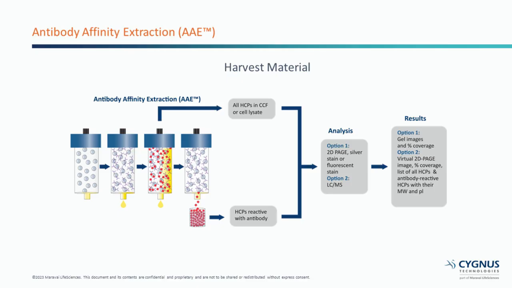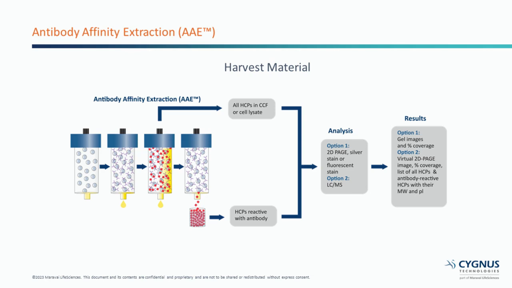Then the column is extensively washed to remove non-reactive proteins and those proteins that may still be on the column due to non-specific protein-protein interaction. Obviously, we don't want to overestimate coverage. Finally, the immunoreactive proteins are eluted from the column, and then pre- and post-AAE samples are analyzed either by LC-MS or 2D PAGE.